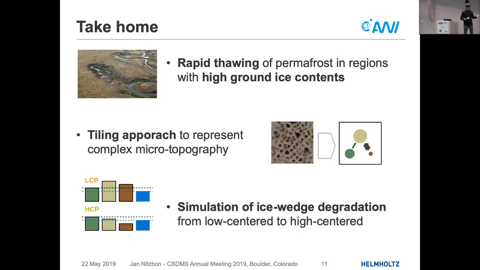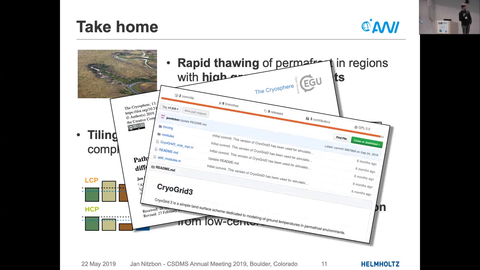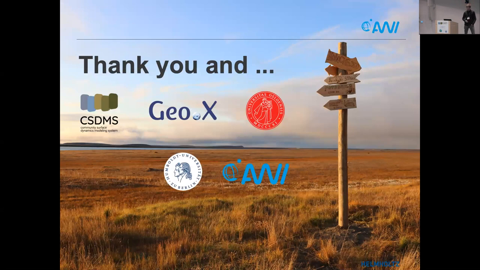And finally, we showed here that it's possible to simulate this transition of these ice-wedge landscapes by coupling classical permafrost models, which just have the heat transport, with schemes which also take into account the dynamic topography of the terrain. And with this, we published this also in a paper. It was published about a month ago in The Cryosphere. And the code of our model is also available on GitHub if you're interested. You can also talk to me later. And that's it. Thank you very much.